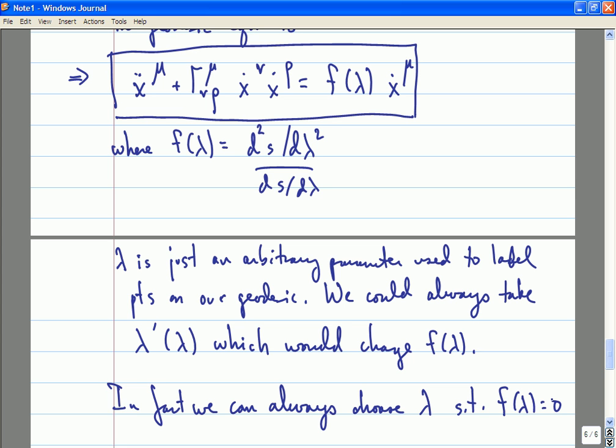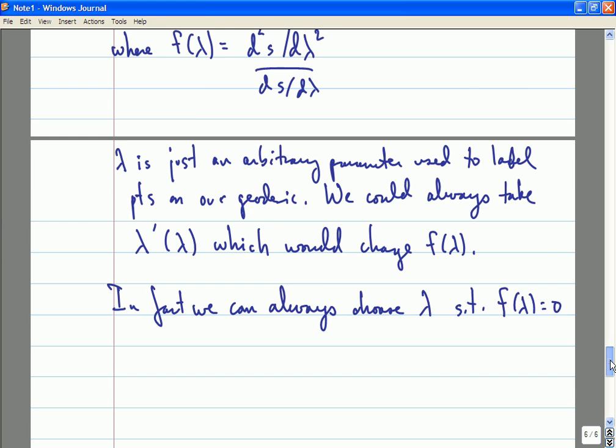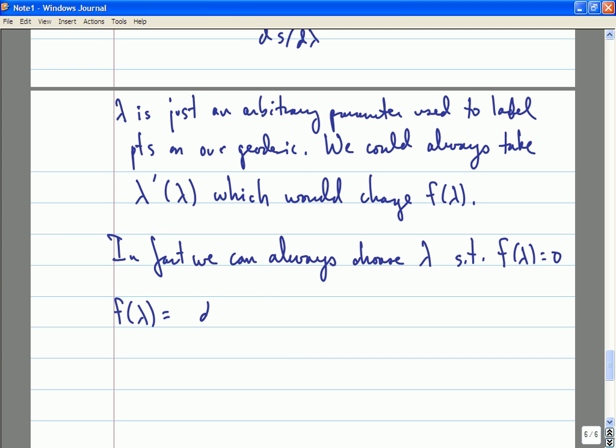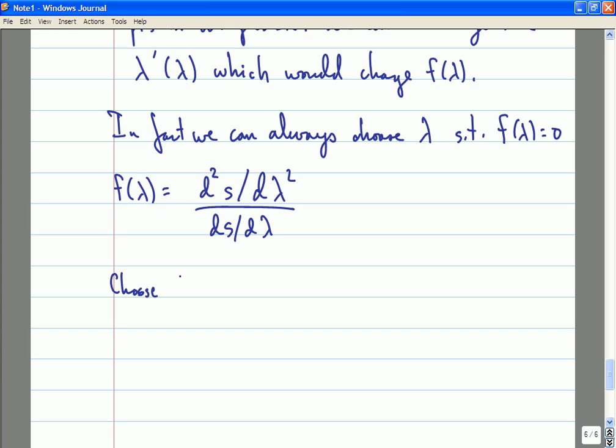So how do we do that? Well, what is f of lambda? F of lambda is proportional to the second derivative of s with respect to lambda. And remember that lambda here is just a parameter that we're using to label points on our curve. So let's just choose to label our points as follows: so that lambda is just given by the geodesic distance along our curve from the origin, lambda naught.